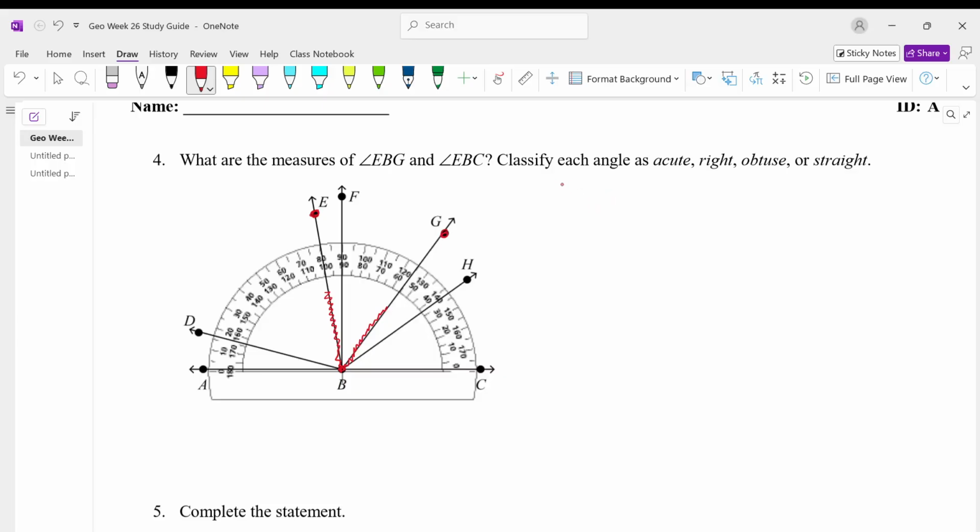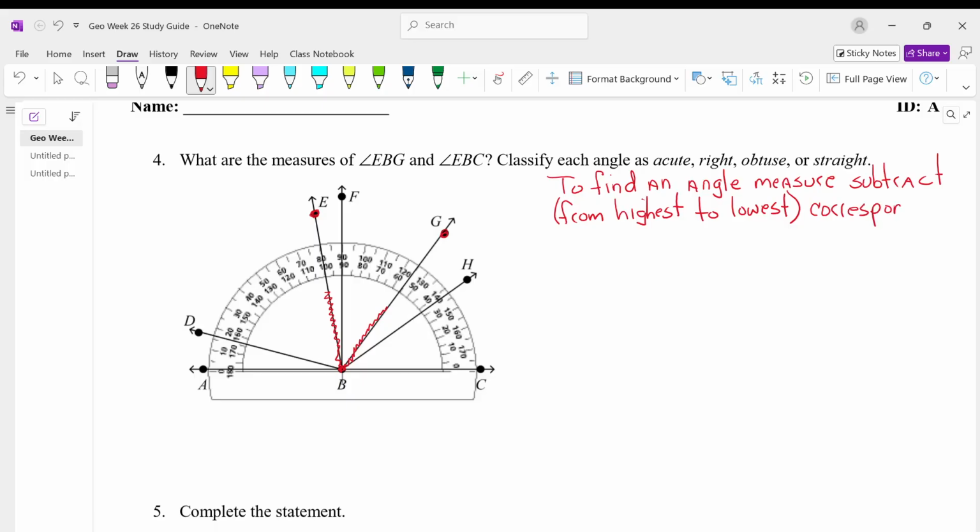Now we're going to say, to find an angle measure, subtract from highest to lowest corresponding measures on the protractor, corresponding side measures on the protractor.